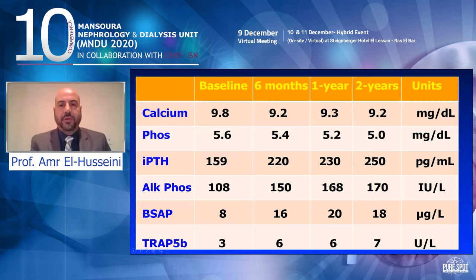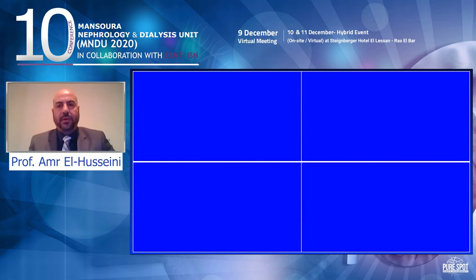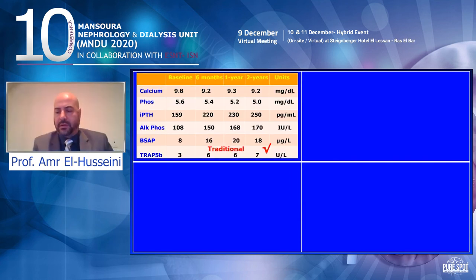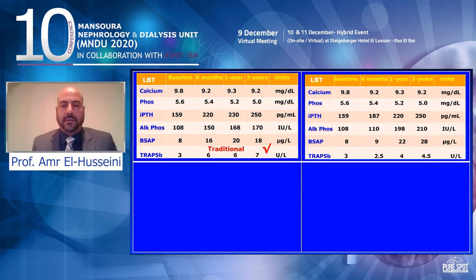And after 2 years, we repeated the DEXA scan, and there was significant improvement in her DEXA T-scores. So that's good. So we know how to treat our patients, and we treated her with a traditional approach, and she responded very well. Okay. On the other hand, let us see this second patient.